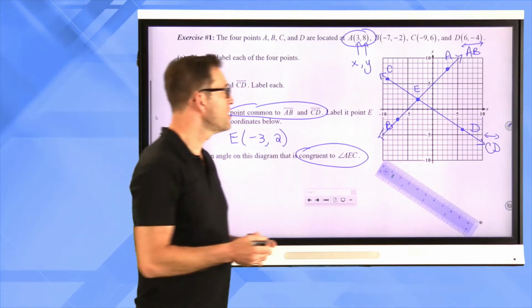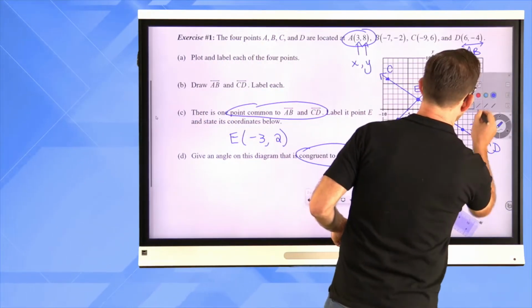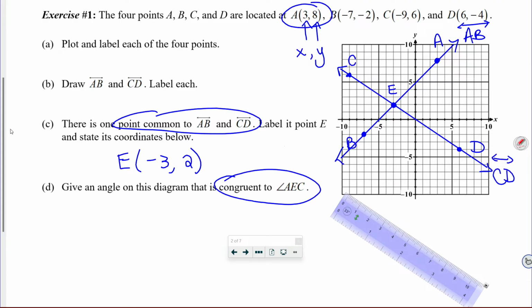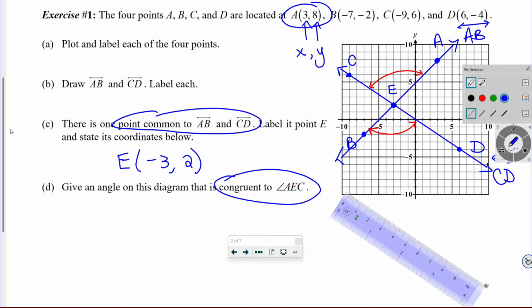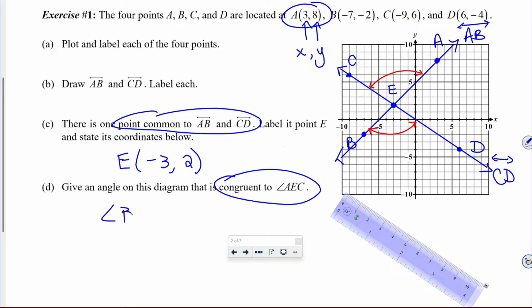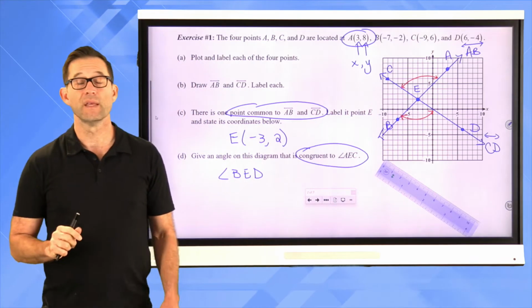All right, well, let me change color really quick just to give us a nice contrast here. All right, here's angle AEC. All right, this angle must be congruent to it because it is a vertical angle. Right, and what angle is that? That is angle BED, angle BED. All right, easy enough.